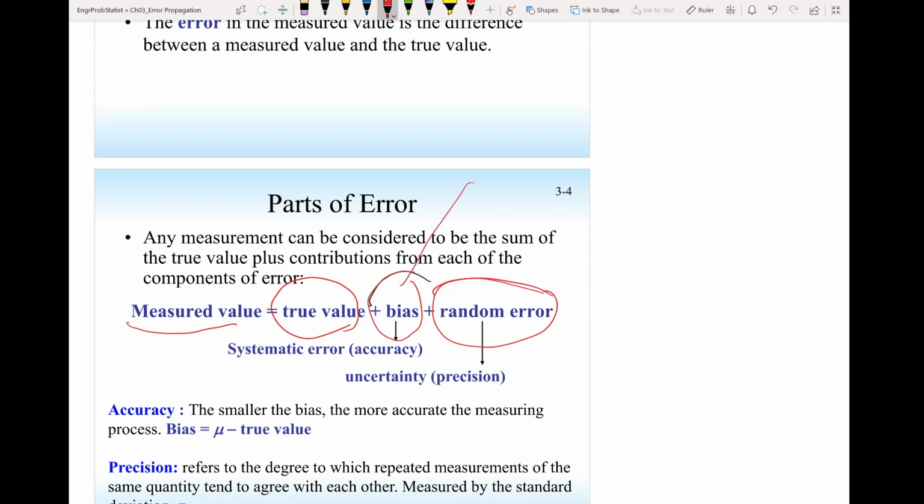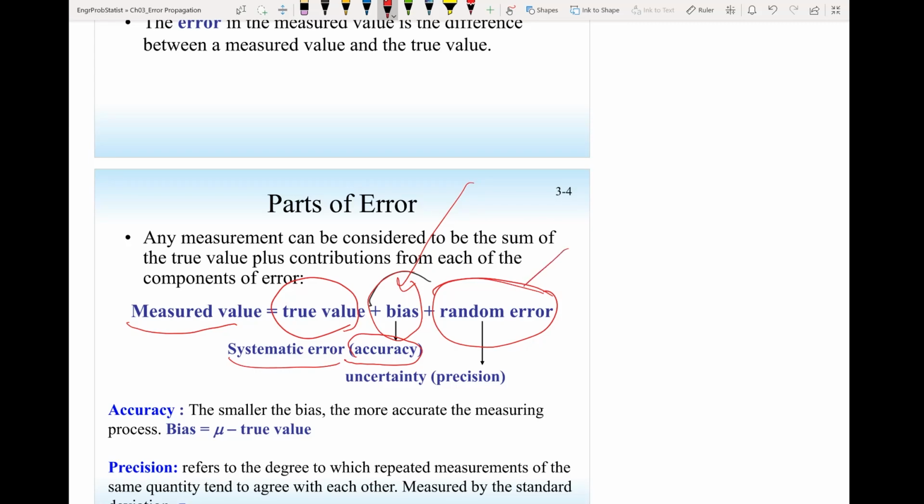That bias is like adding a certain number of grams to the actual weight of the rock. Every time you make the measurement, maybe 0.2 gram is added. So the system or the instrument you are using needs calibration. And if the bias is always zero, we say your instrument is accurate. So bias, we call it accuracy. And this is systematic error, something we can deal with and fix.